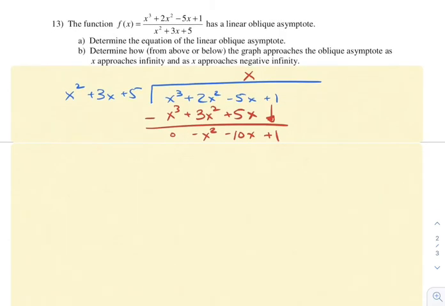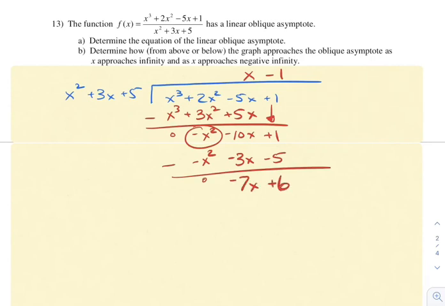Then from there, I want to get -x squared with my first term. How am I going to get that? Well, I need to multiply by -1, because -1 times x squared is -x squared, minus 3x minus 5. We're going to subtract down, so that's going to eliminate the first term. When we subtract down, we get -7x plus 6. That's our remainder.